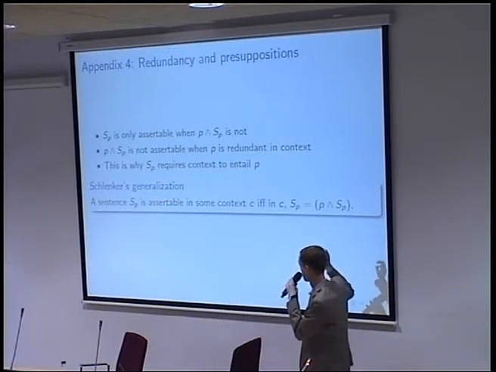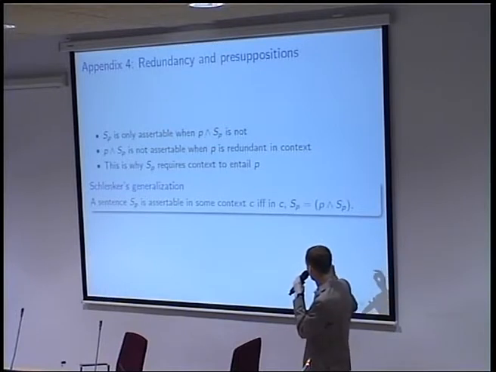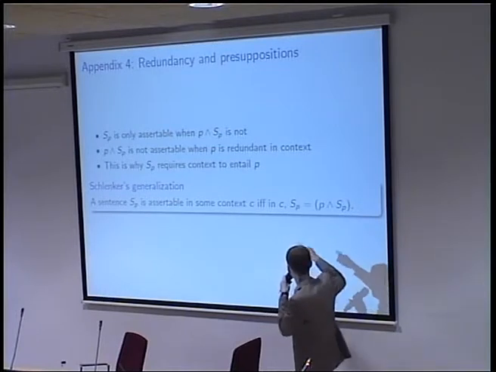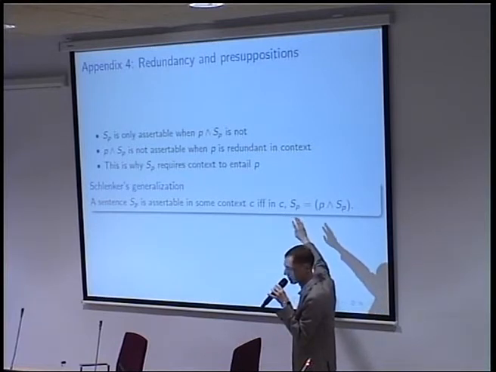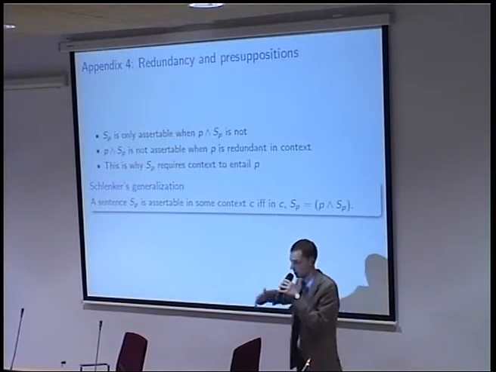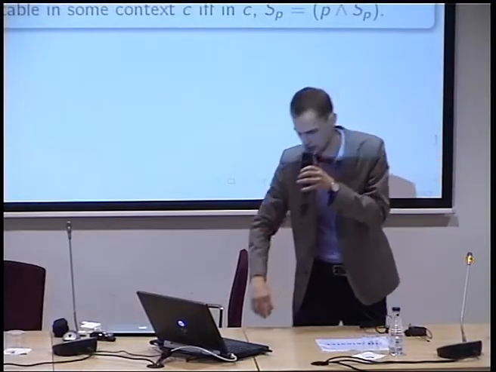So what we call here Schlenker's generalization is as follows. It says that a sentence SP is assertable in some context C if and only if, in that context, the sentence S with the presupposition P is equivalent to the elaborate conjunction of P and SP.